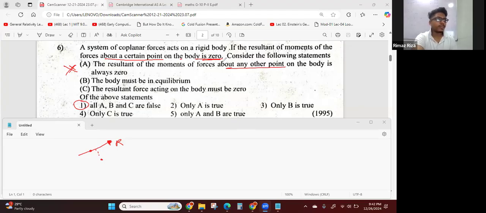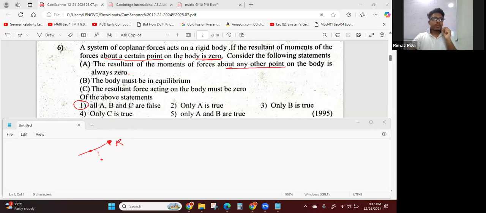Okay, I'll explain again. Here it says a system of coplanar forces. There can be two forces, three or five, any number of forces acting on a rigid body. If the resultant of moments of the forces about a certain point on the body is zero, consider the following statements. The resultant of moments of forces about any other point on the body is always zero. Now here it says about a certain point, the moment is zero.